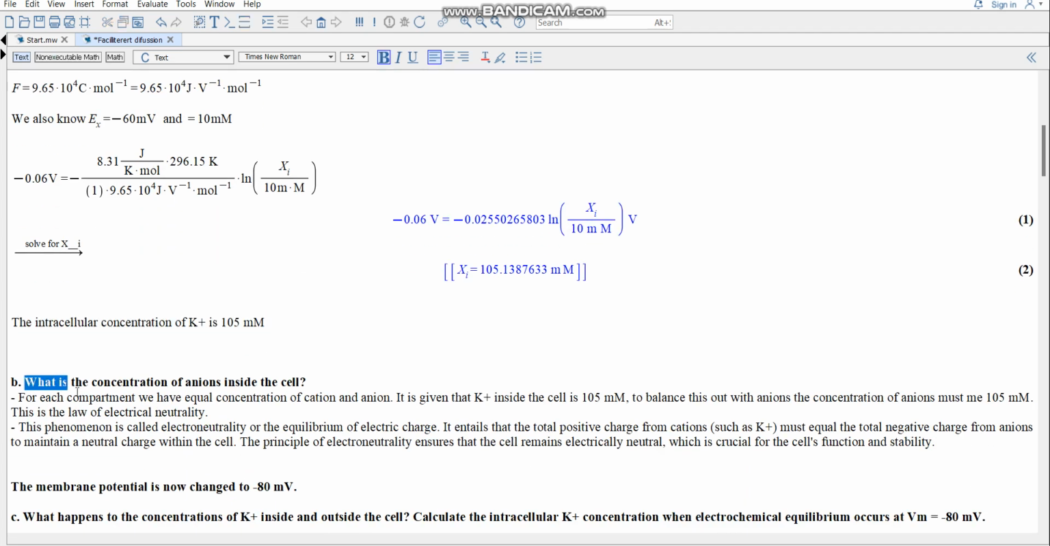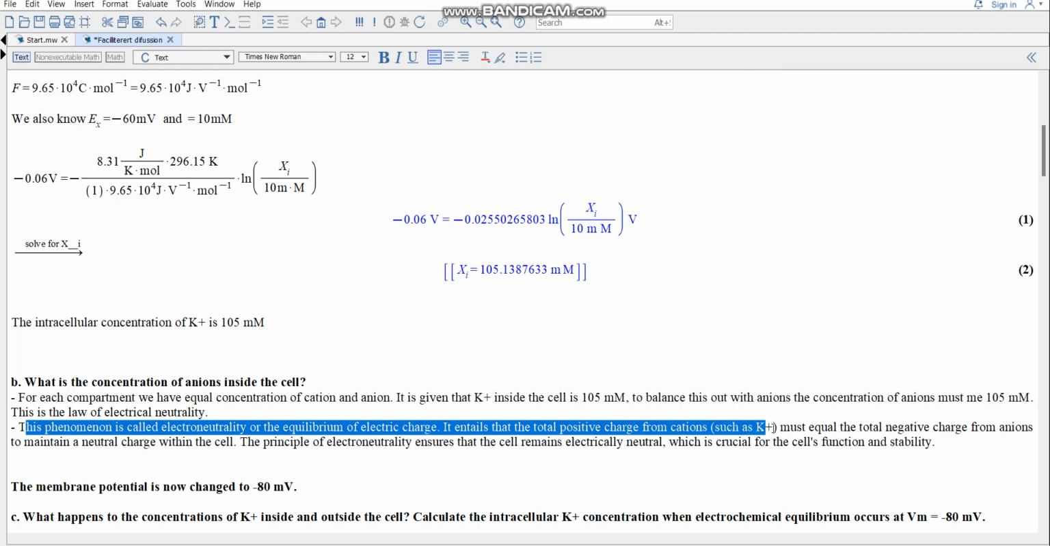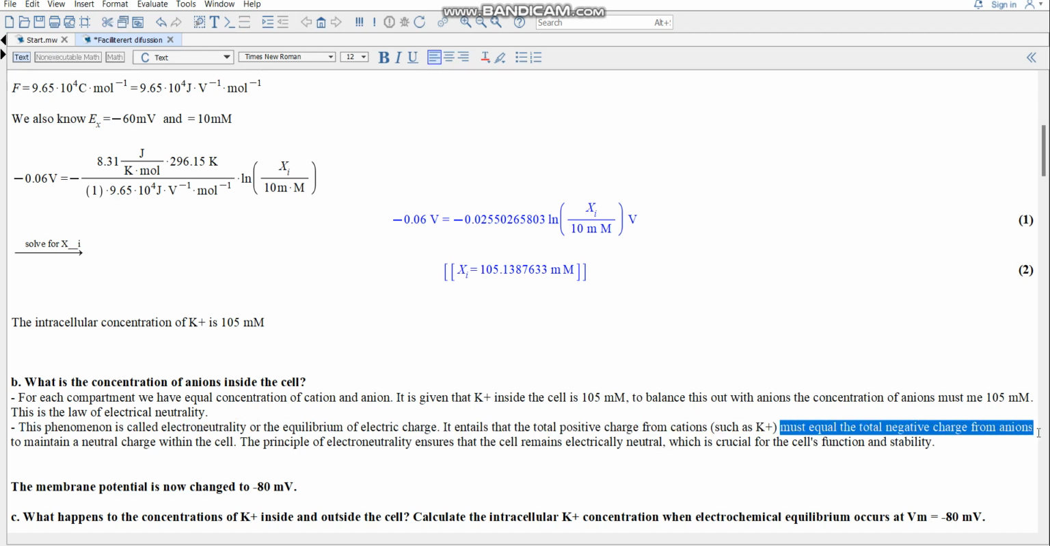Now they ask, what is the concentration of anions inside the cell? And actually this is easy because this phenomenon is called electroneutrality, or the equilibrium of electric charge, which entails that the total positive charge from cations, so in this context potassium ions, must equal the total negative charge from anions to maintain a neutral charge within the cell. So this means that inside the cell we must have an equal amount of anions. So this means it must also be 150 millimoles, right?